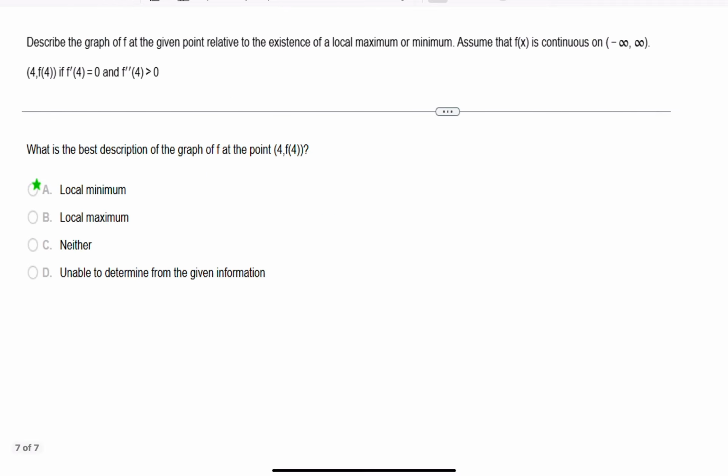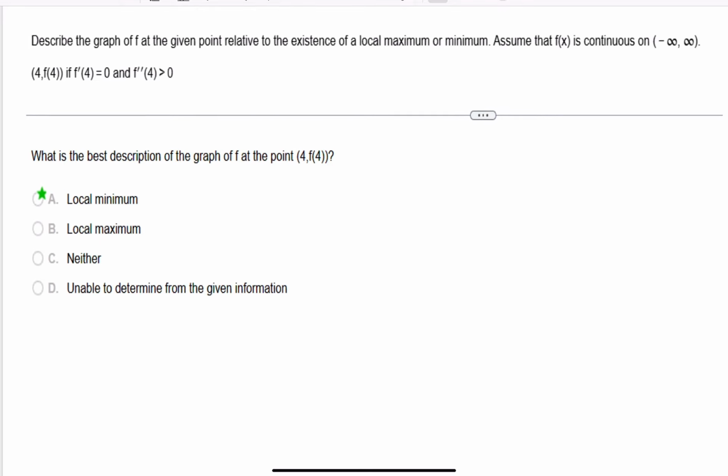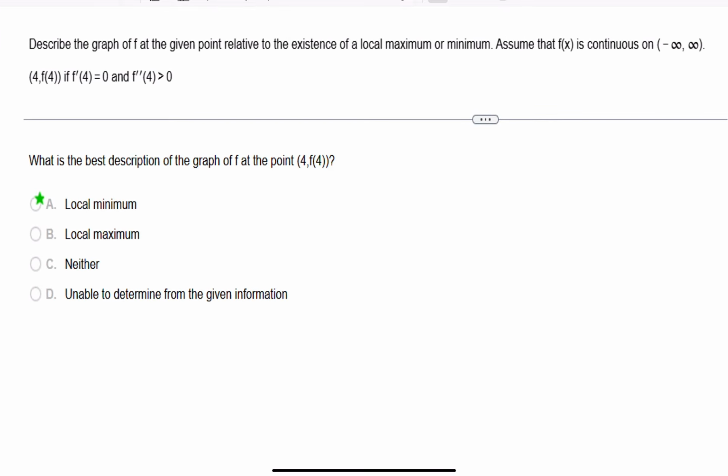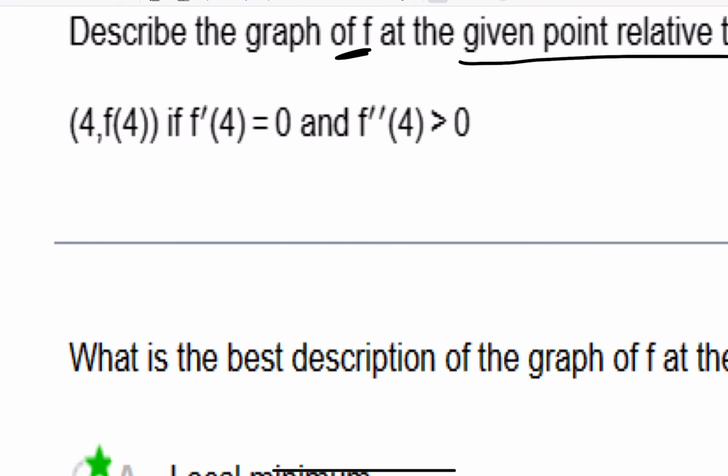Now let's go ahead and look at this problem here. They said describe the graph of f at a given point relative to the existence of a local maximum or minimum. Assume that f of x is continuous. This is very important. So f of x is a continuous function. I really don't know what the function is. And what did they tell me? They said you have x and y values. Very good. You have your first derivative, which is 0. That means this is my critical value, right?